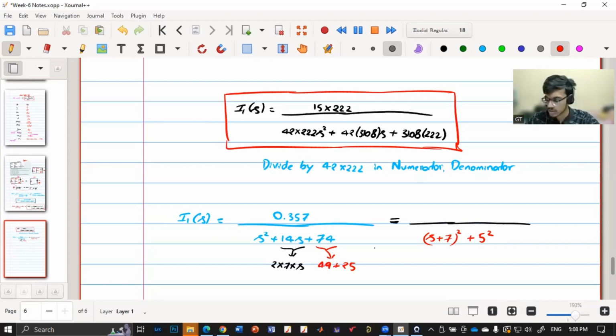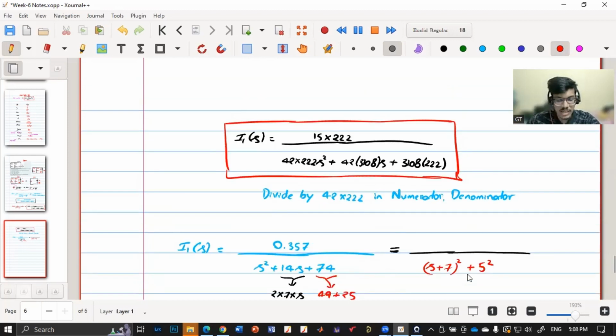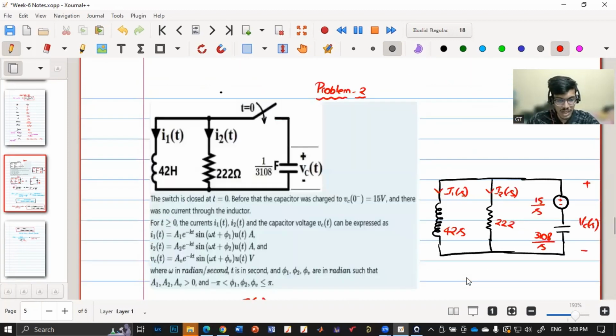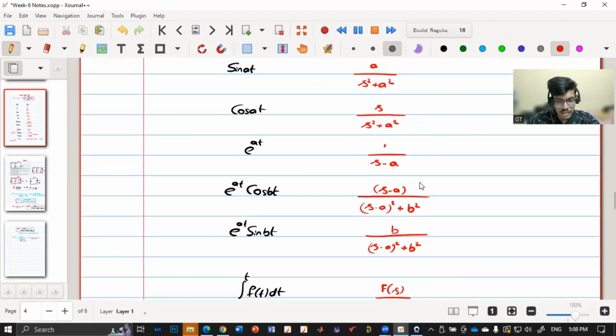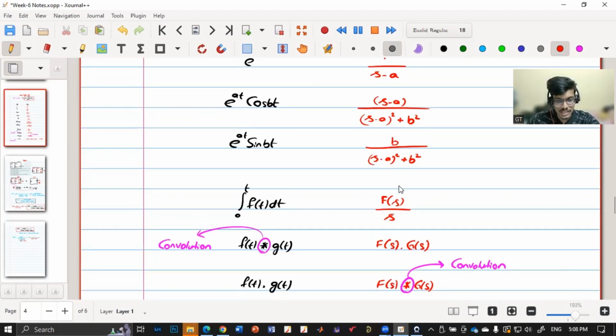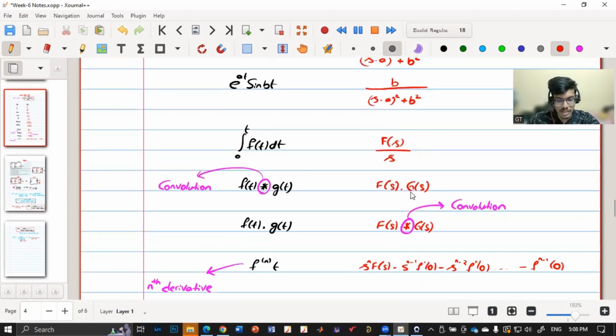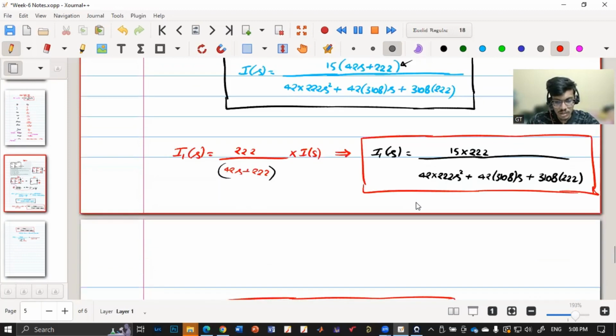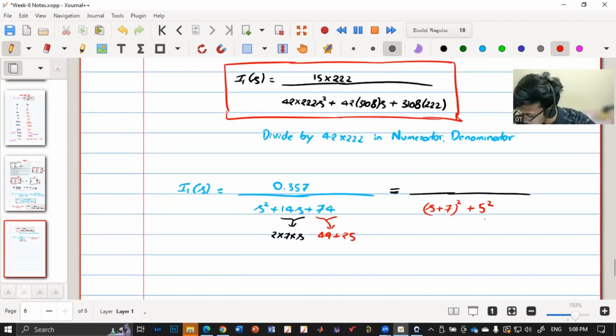Yes, sir. Now, if this is the denominator, there are two possibilities for the numerator. One is for the cos term, one is for the sine term. For the cos term, you need to have s in the numerator. We don't have that. So the only possibility is the sine term. For the sine term, you need to have b in the numerator. So b is what? 5. So I'll write 5 here, and then I'll divide by 5. And I'll write the remaining term, which is 0.357.